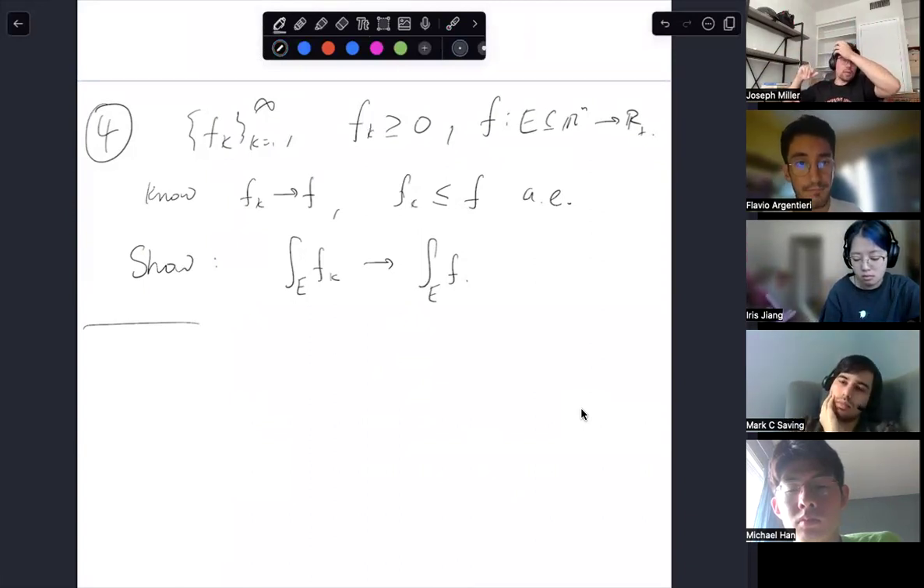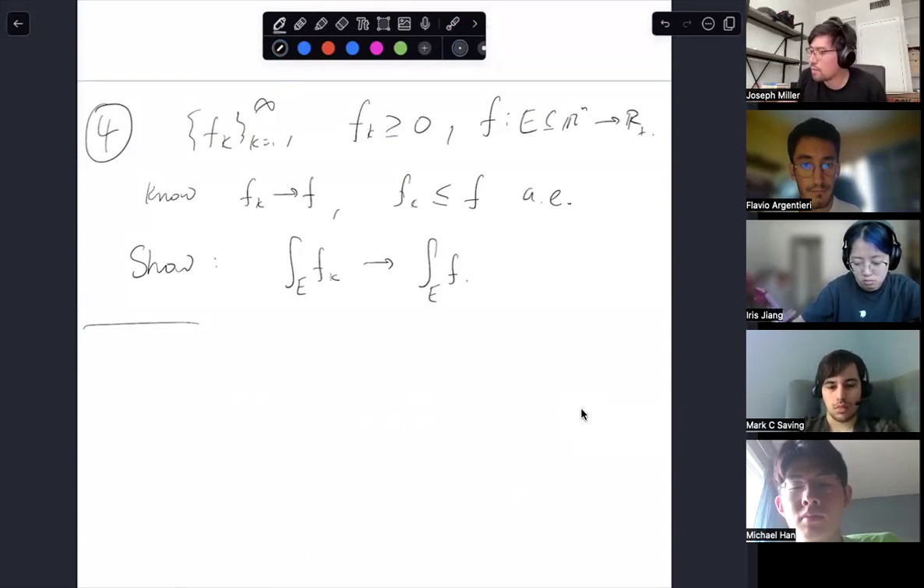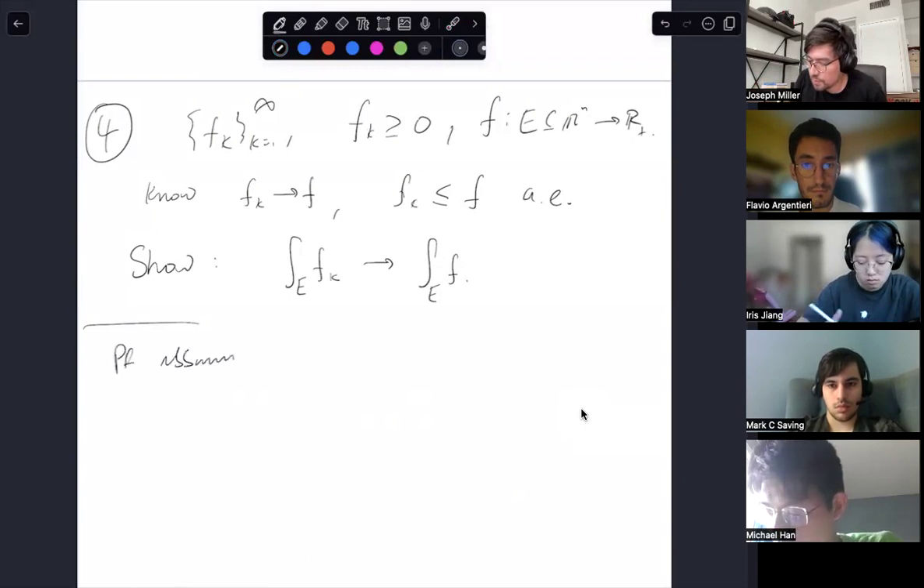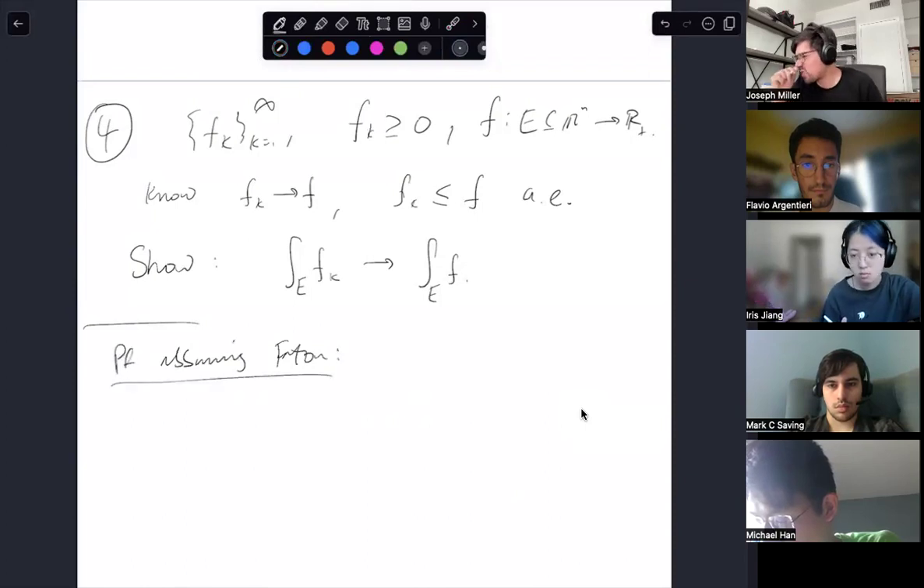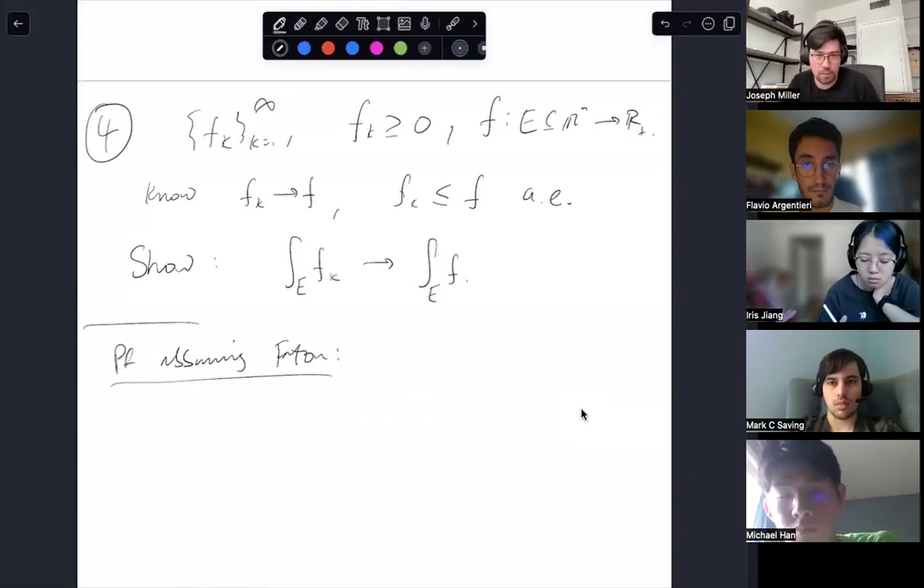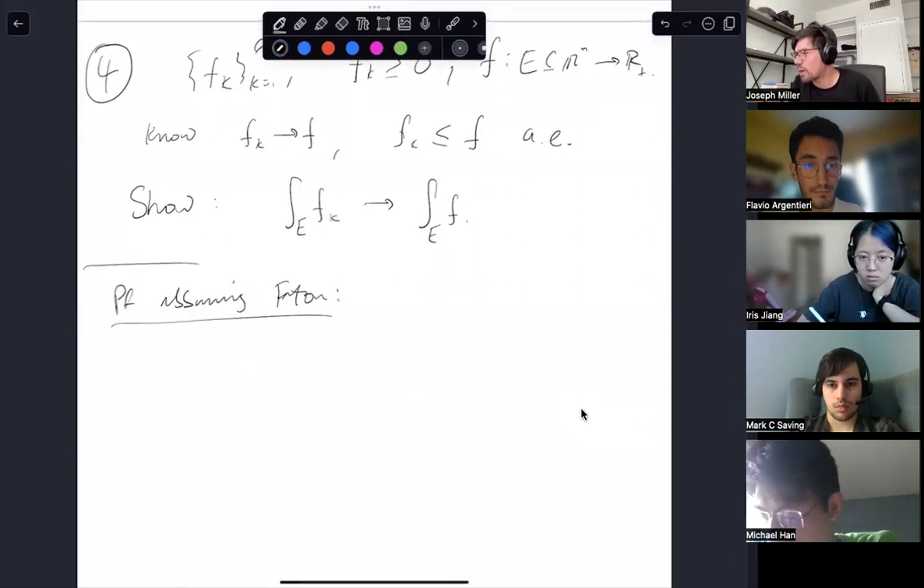Okay, so you may have seen this. This is called the monotone convergence theorem. If you've read Calderon-Zygmund, sorry, Wheeden and Zygmund or something like that, or Stein's book. But let's show it. So, proof assuming Fatou. If you remember how to do Fatou, this can be done directly, but I think it would be okay to assume Fatou.